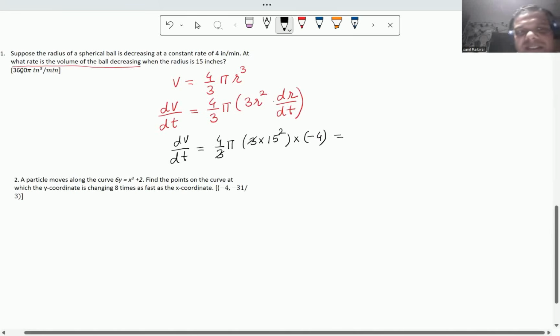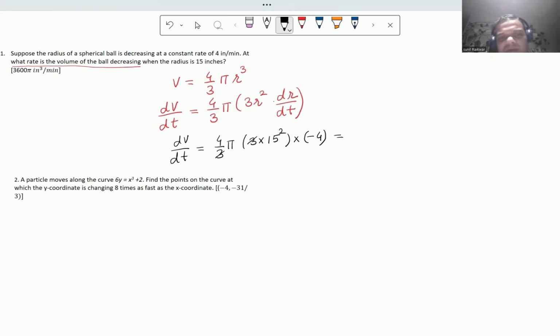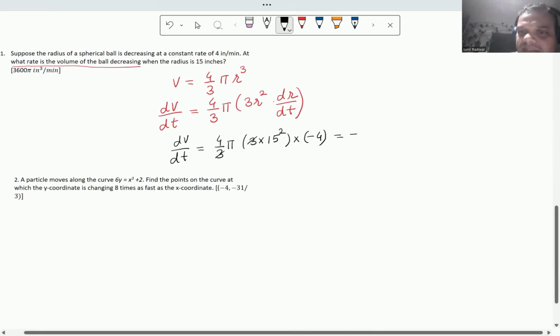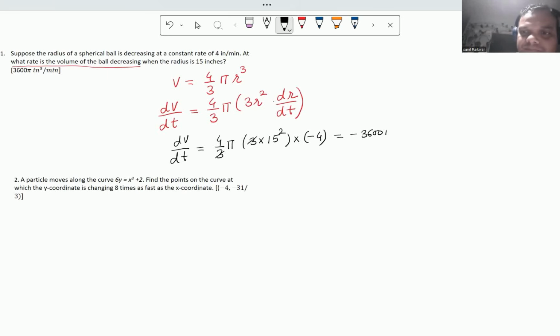You can see the answer is 3600 pi inch cubed per minute, but you can also multiply it out. So you will get here 3600 pi inch cubed per minute. Here you can see we are getting a negative answer, but in the question we don't have a negative, it's decreasing. It's already given that it's decreasing. So the negative sign just indicates it's decreasing. No need to be confused by the negative sign. Now just move to the next problem.